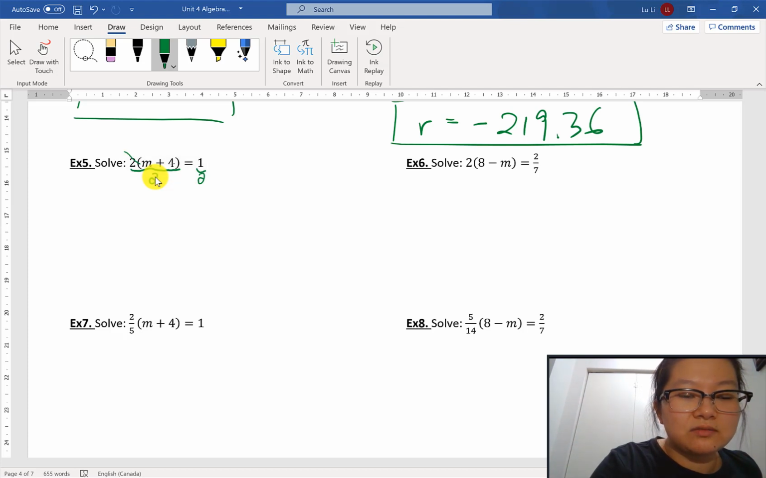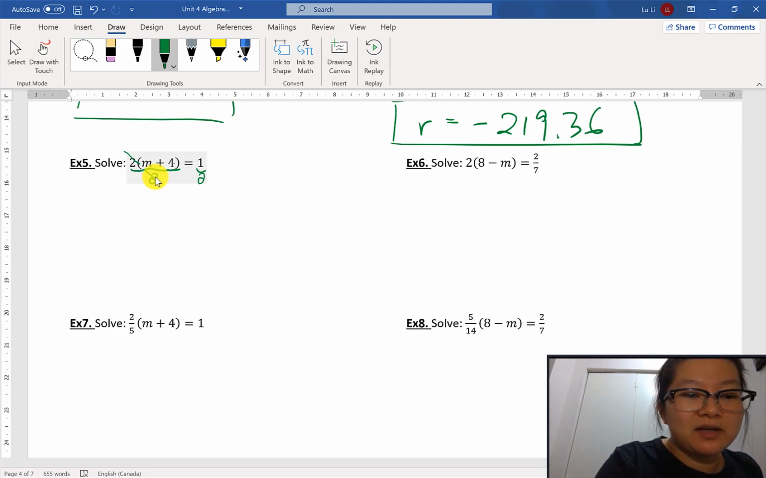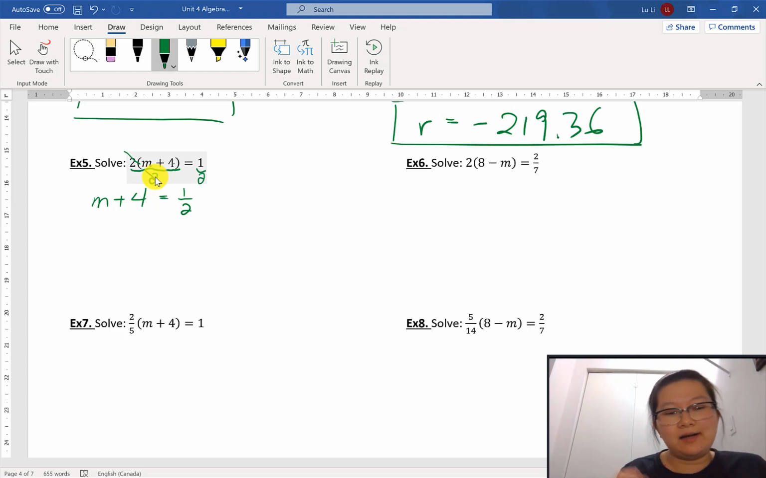So this gets rid of the 2 coefficient in front of that big bracket. I am now left with m plus 4 is equal to 1 over 2. That's just 1/2. Okay, now what? Well, just like in the first lesson, we still have to peel the onion by getting rid of this 4 over here.